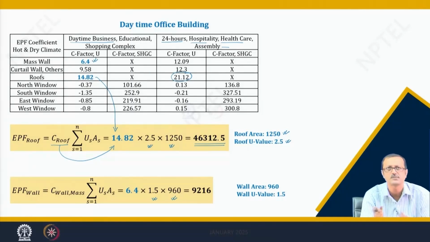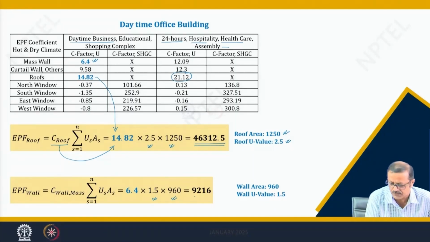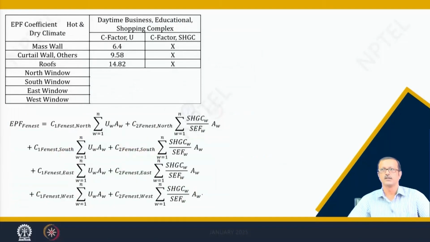I have taken the mass wall because this is mostly used for the cases, and I have only one type of wall type. So, I do not have summation. So, that is invalid for me. So, finally, 9216 is the EPF of the wall, sorry. Now, I have to go to the fenestration.